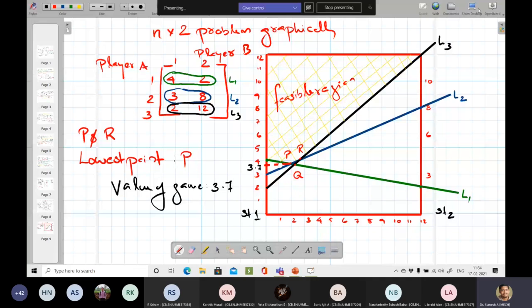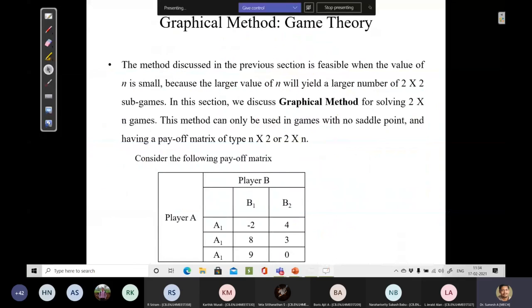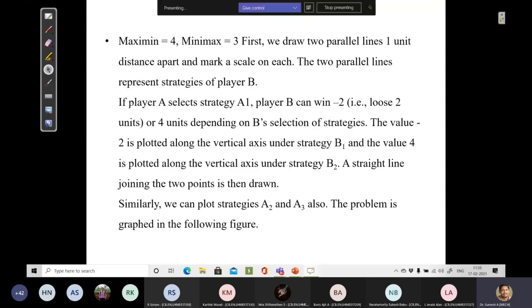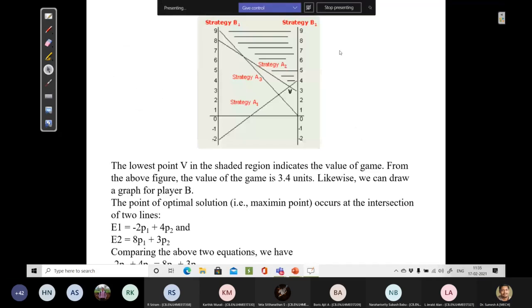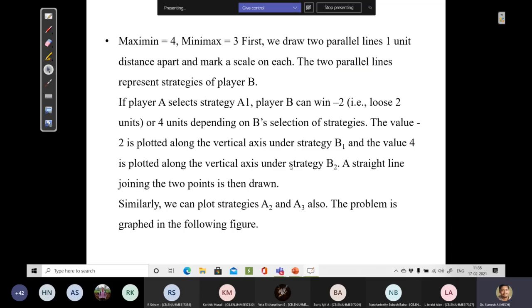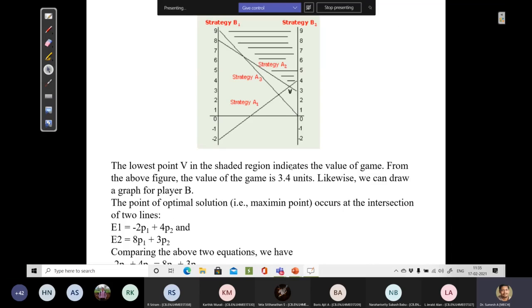I'll just quickly see if any other description is given in the PowerPoint. So graphical method, we have discussed. Max/min equals 4. First we draw two parallel lines, 1 unit distance apart, with scales. Any strategies on one side only, we are expecting it to be 3 strategies. On the other side, we have the option to go for the vice versa condition. So the lowest value V in the shaded region indicates the value of the game.